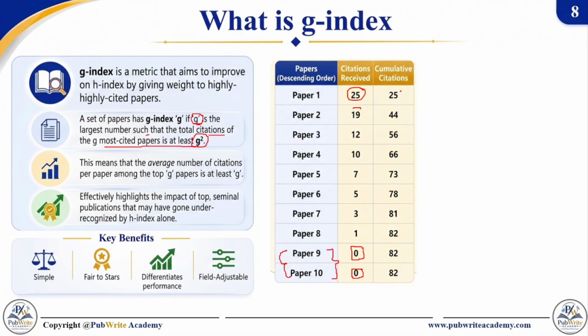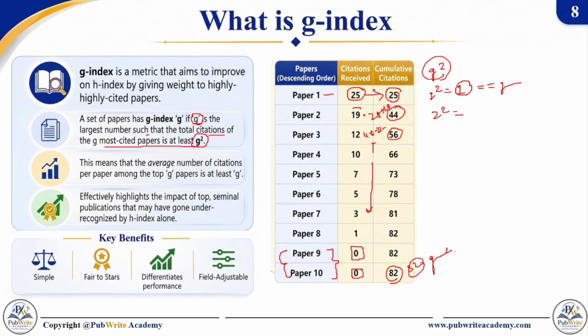Then you need to calculate the cumulative citations. If you add 25 plus 19, it's 44, then 44 plus 12 is 56. So we keep adding; it's a kind of cumulative. Till here we reach 82 cumulative citations. Then we need to take G square. For the first paper, 1 square is 1. If our paper has a citation of 1 or more, it means the G index is 1. Then 2 square is 4.